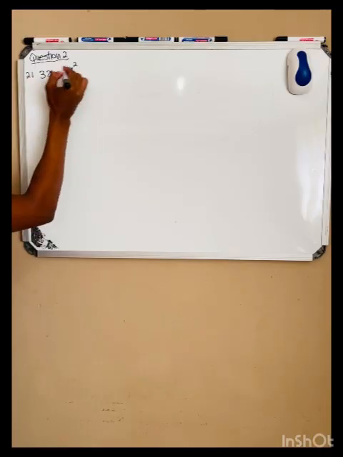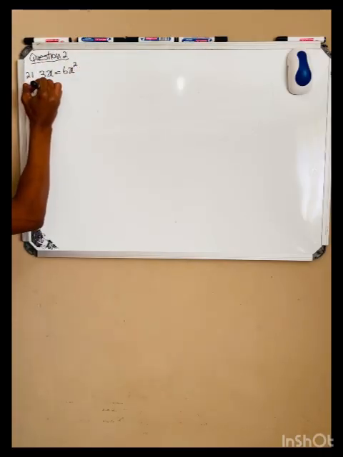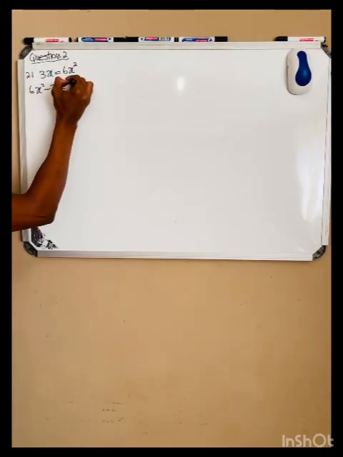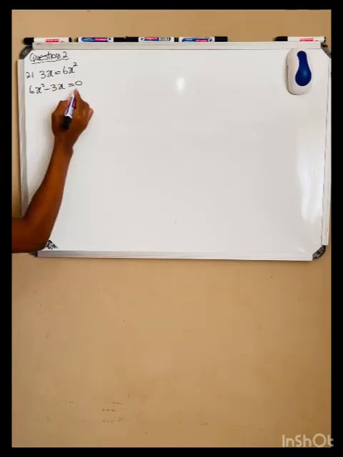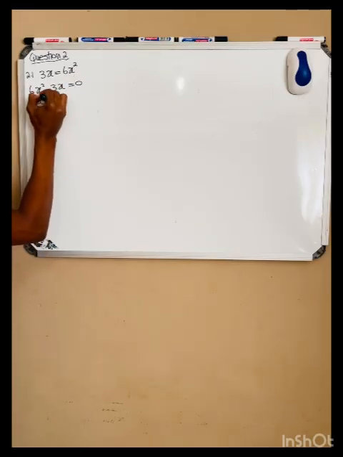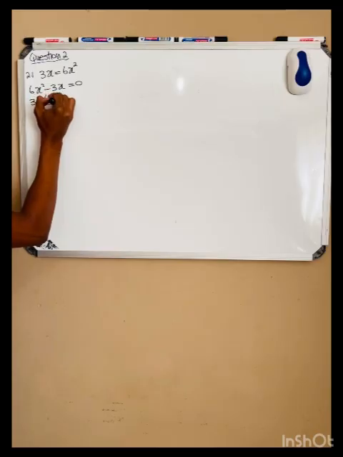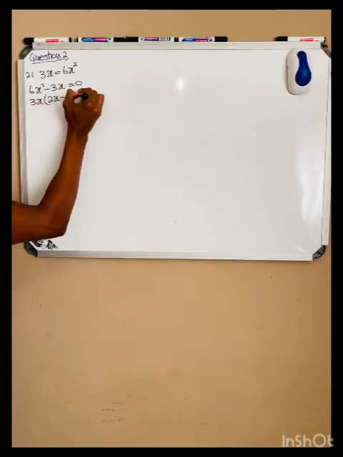So we'll have what? You take this to the other side, you'll have 6x squared minus 3x equals to what? 0. Then there's a common factor, which is what? 3x. You take it out. 3 into 6, 2 times. X into x squared, x times. 3x into 2x minus 1 equals to 0.